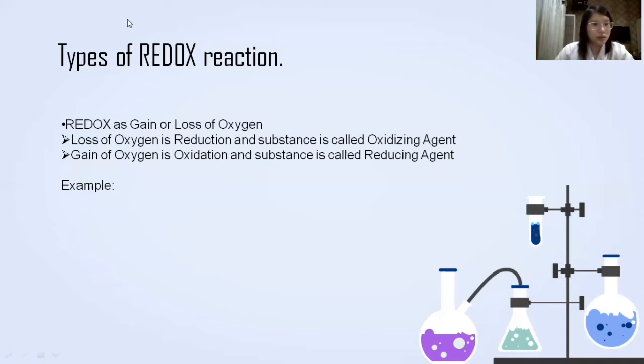Next is redox as gain or loss of oxygen. Two important things to remember. Loss of oxygen is reduction and the substance is called oxidizing agent. Second is gain of oxygen is oxidation and the substance is called reducing agent.